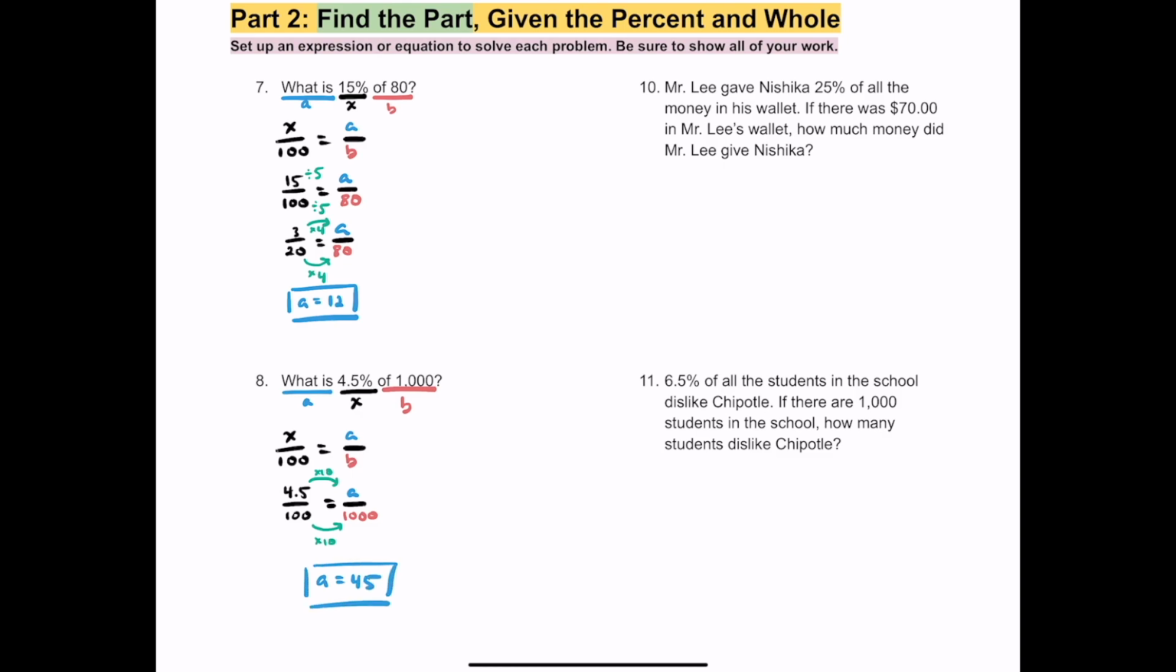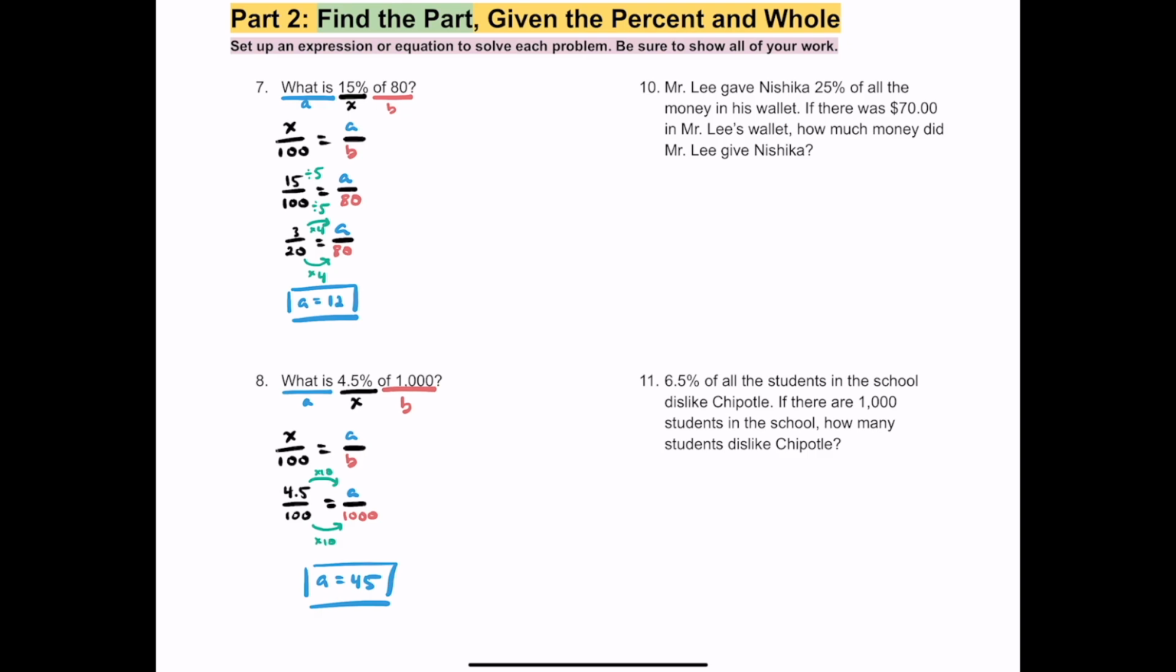Okay, there we go. So if you had 1,000 of something, imagine, I don't know, there were 1,000 ducks, and you fed 4.5% of those ducks, then that means that you would have fed exactly 45 out of the 1,000. Okay, so 45 out of 100 would be 45%. 4.5% of 1,000 is going to be 45. Okay, so there you have number 8.